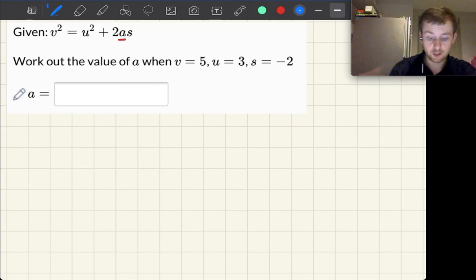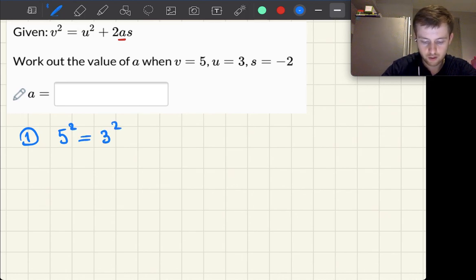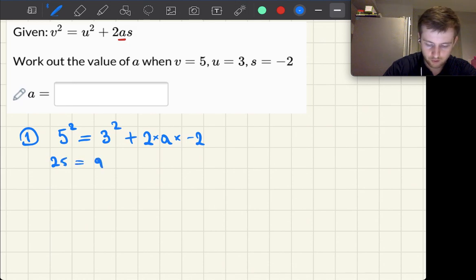So let's see, there's actually two ways to do this. So first way is we just plug in all the values. We just say v squared, so that's going to be 5 squared, equals u squared, so that's 3 squared, plus 2 times a times s, which is -2. Alright, so this becomes 25 equals 9, 2 times -2 is -4, so -4a.